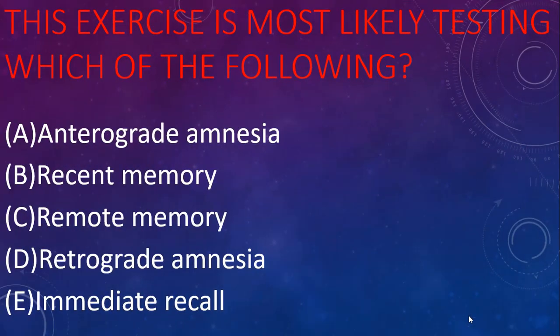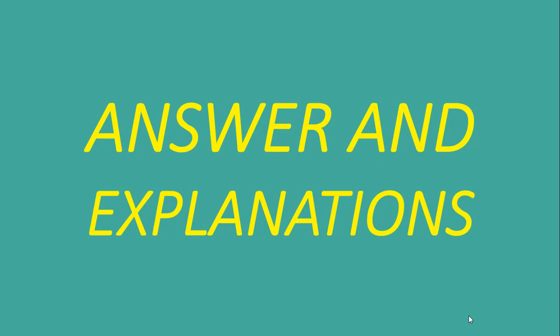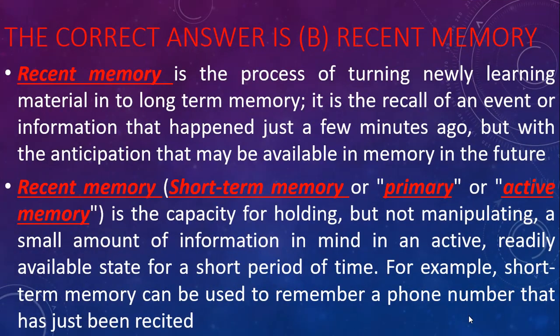This exercise is most likely testing which of the following: anterograde amnesia, recent memory, remote memory, retrograde amnesia, immediate recall. Answer and explanations. The correct answer is B, recent memory.